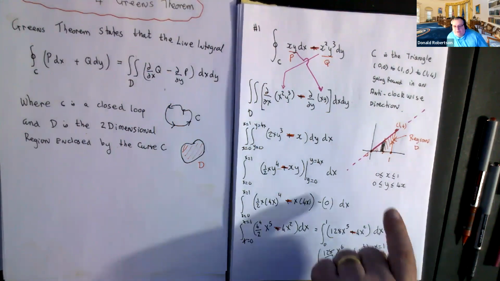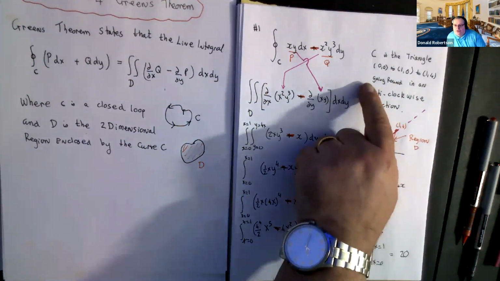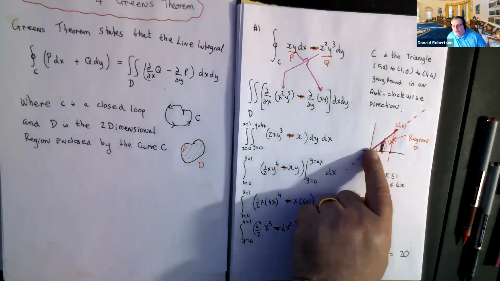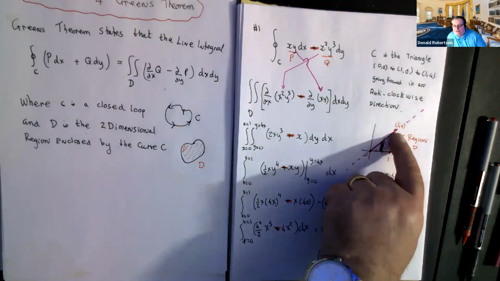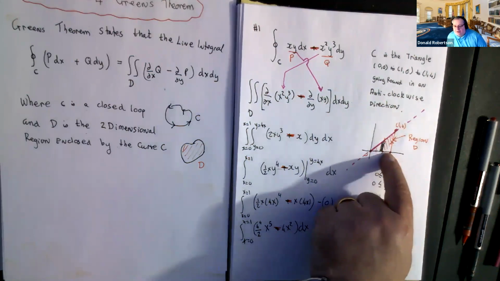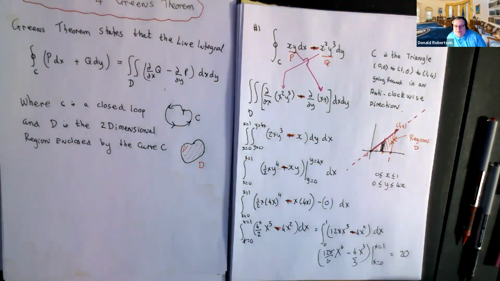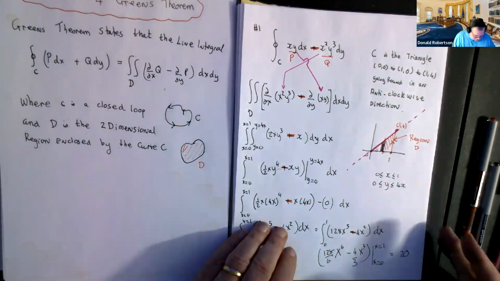Now, if the only difference that they had done to this was not go around this triangular region in the correct or positive anti-clockwise direction, but they went round it the other way, right, this way here, the only essential difference would be that the answer would be the negative of what it is. So if this is 20, the other direction would get you negative 20.